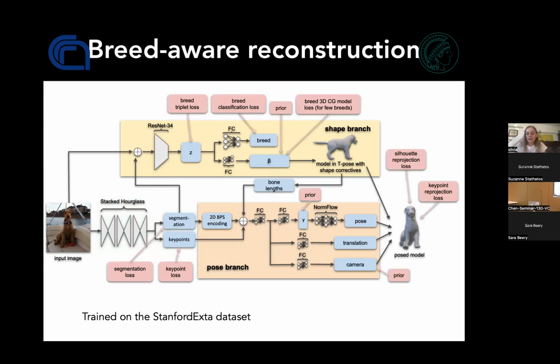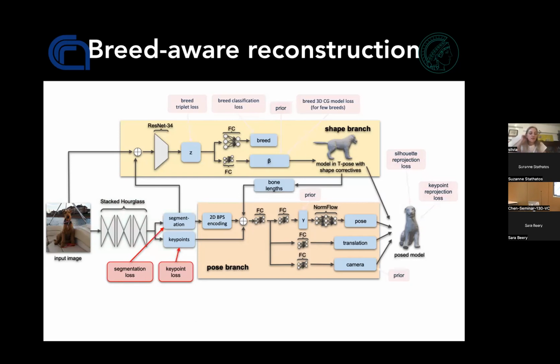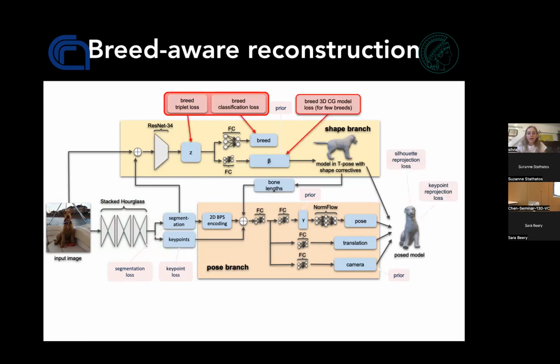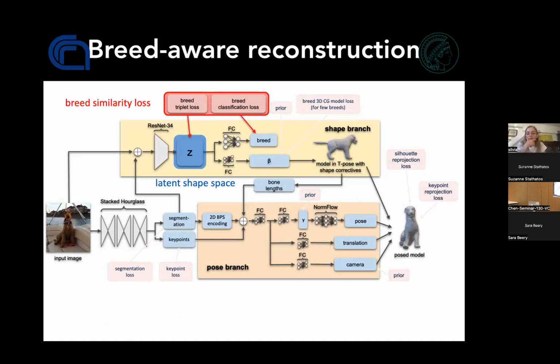At training time, we use a set of losses. We have losses on the 2D annotations from the StanfordExtra dataset. We have some priors, and then we have reprojection losses for silhouette and keypoints. But most importantly, we have the new breed losses, which are three. One we call the breed 3D2G model loss. This is optional, and it means that in case you have a 3D model that represents a specific breed, you can exploit this to recover fine details, let's say fine face details. But the most important losses are the breed triplet loss and the breed classification loss.